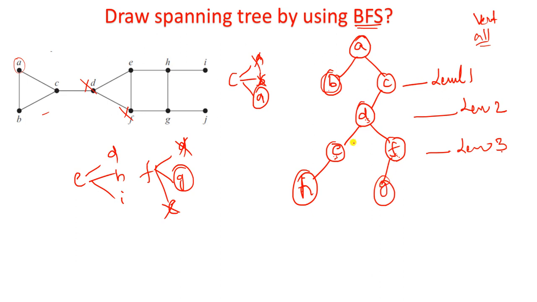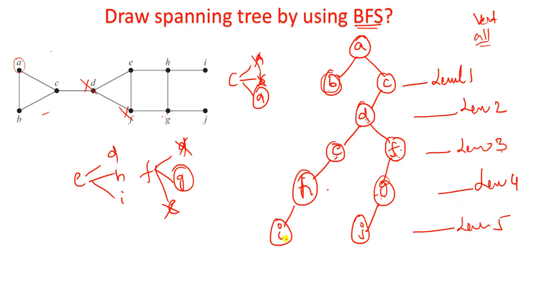Are there any more elements in level 3? No. So now we come to level 4. Here H has what vertices? E and I. E is already visited, so only one element, that is I. G is also there, but G is already visited here. I is completed. Now come to G. G has what incident vertices? G has H and J. F is already visited, H is already visited, and the remaining element is J only. So this is level 5.